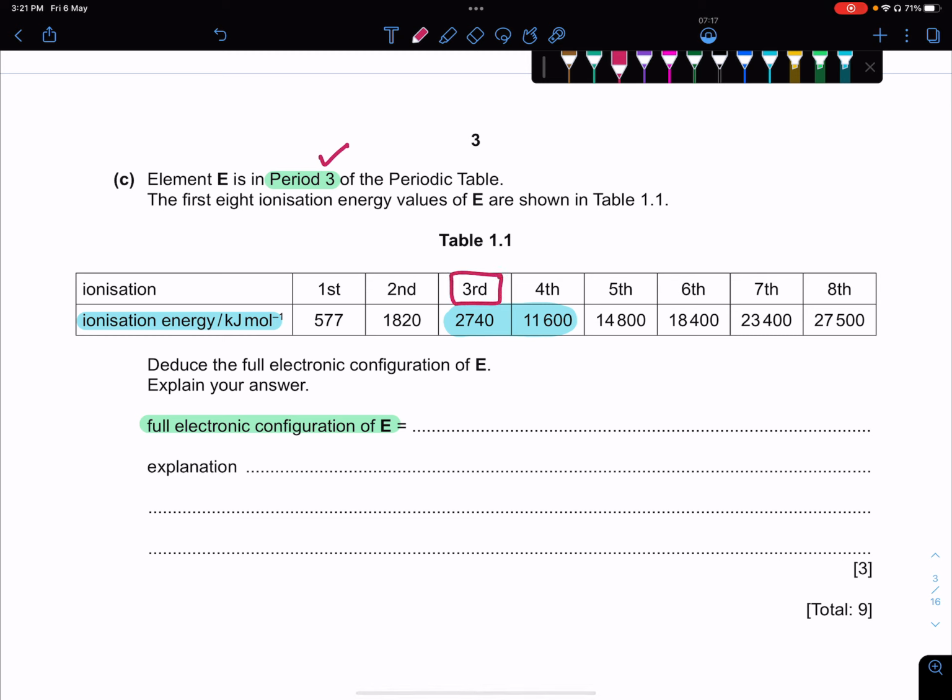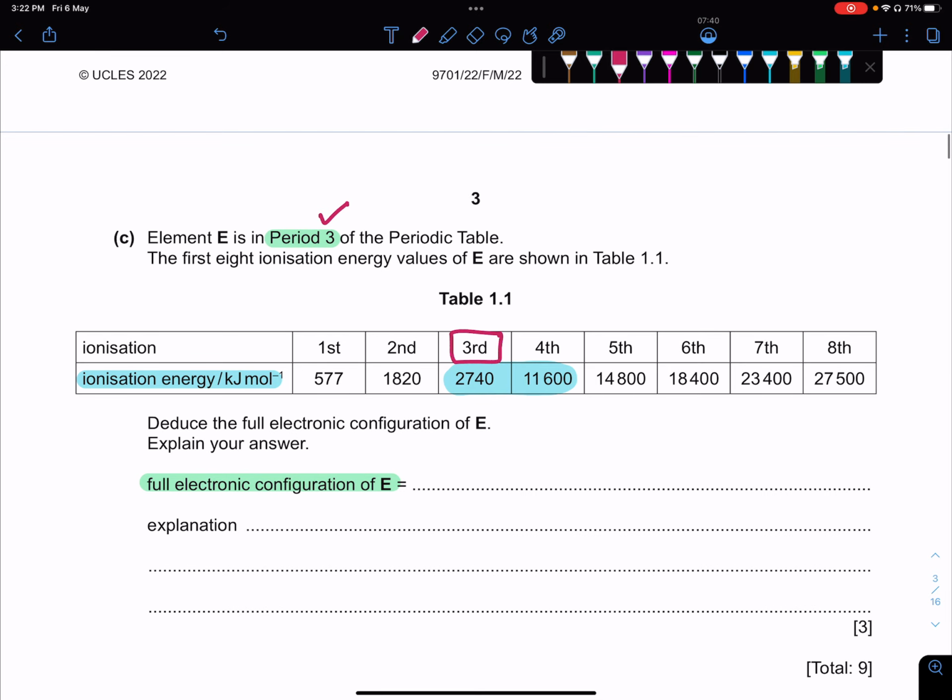It is in group 13 of the periodic table in period 3. Why is that? Because there's a large jump between the third and fourth ionization energy, which implies that there are 3 electrons in the valence shell. Hence, it must be in group 13. So what is in group 13 and period 3? It's aluminium. I looked it up from the periodic table, and you should do the same thing. So we're going to write the electronic configuration: 1s2, 2s2, 2p6, 3s2, and 3p1.